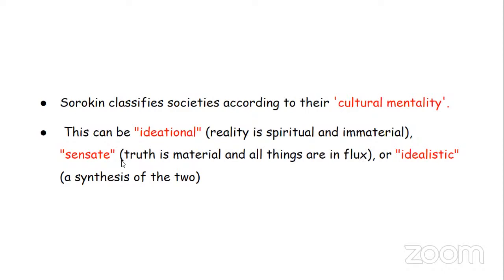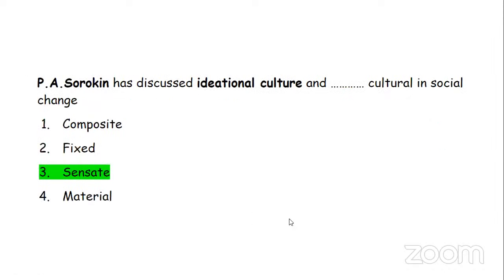Then there is sensate culture. In the context of sensate culture, truth is material and all things are in flux. That is the concept of sensate culture. Then it can be idealistic also. Idealistic is a combination of these two, ideational and sensate. So basically he talked about two types of culture, ideational and sensate, and idealistic is a synthesis of these two. So the right answer is sensate. P.A. Sorokin has discussed ideational culture and sensate culture in sociology.